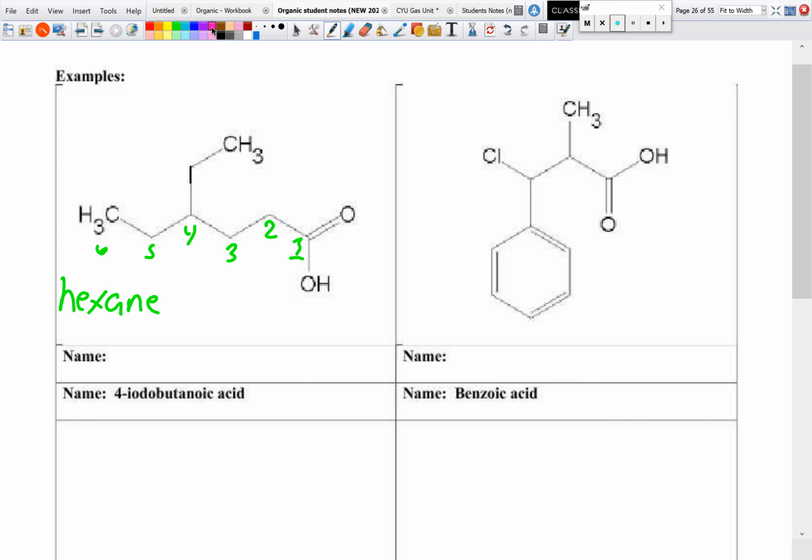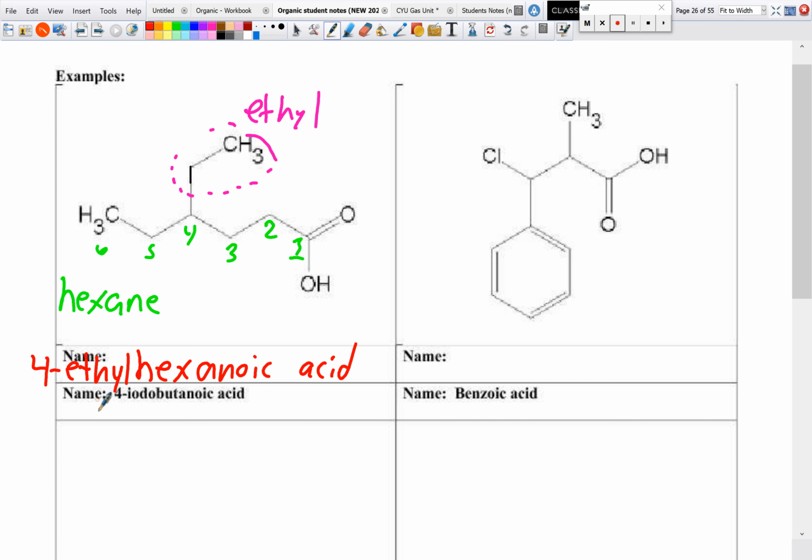with a branch up here. That is ethyl. So for naming it, we name our branches first. So on carbon 4, we have ethyl. And now, normally, like I said, the longest continuous carbon chain is hexane, so that would be the parent name. But because it is a carboxylic acid, we drop the E and add oic acid. So that is what we're going to do right now. Drop the E and add oic acid. So we have 4-ethyl hexanoic acid.